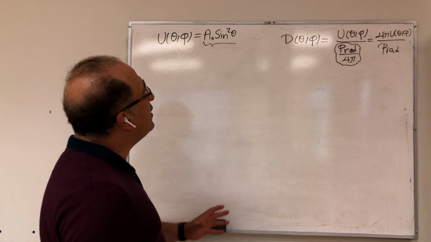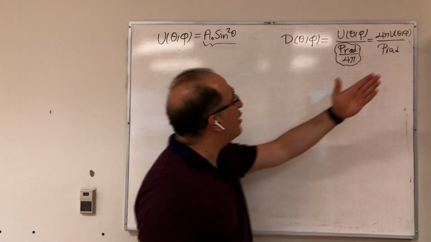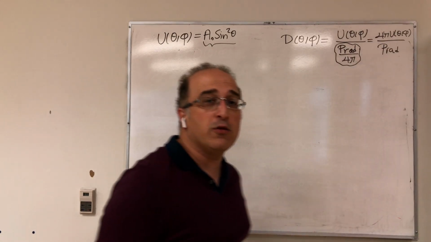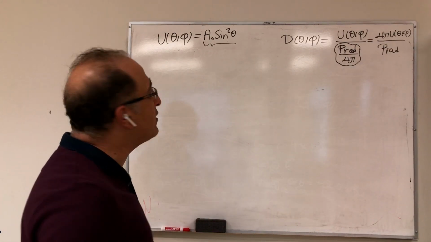Now, essentially directivity is there. I already know U, theta, and phi. I can plug it here. The only thing I need to find is P rad, the total power radiated.